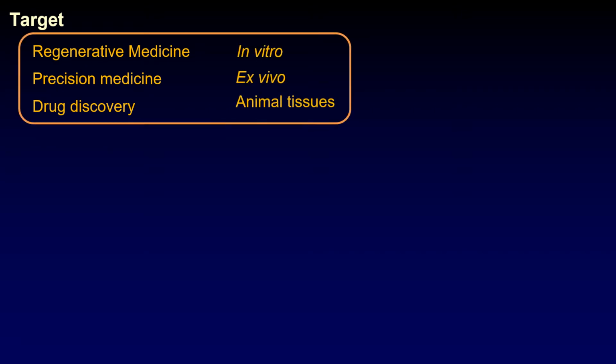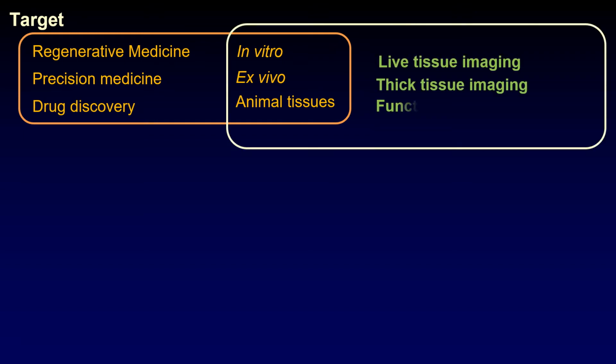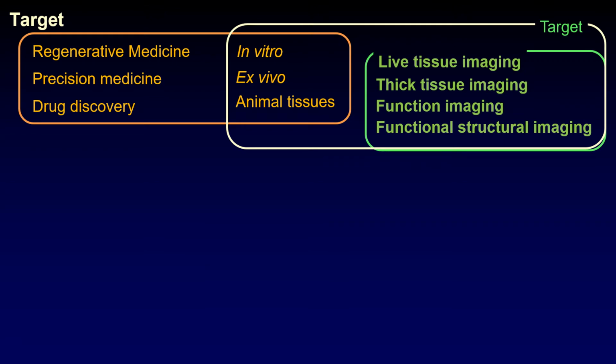For these applications, what we need to assess is in vitro, ex vivo, and animal tissues. And these tissues are actually living and thick. In addition, we are also interested in the functional imaging of these tissues, and in the functional structure imaging, namely ultrastructure imaging. How can we do this?